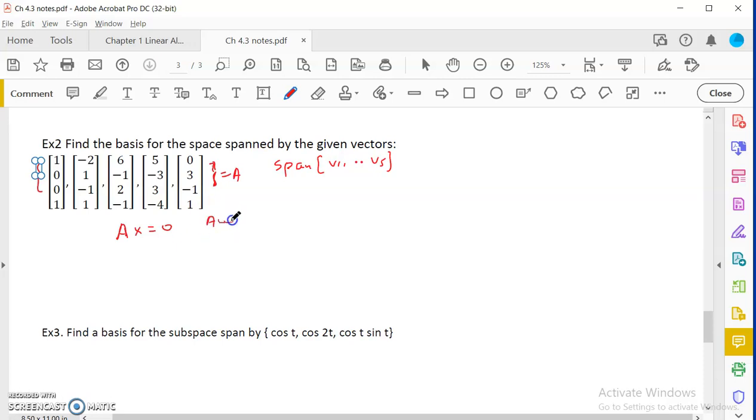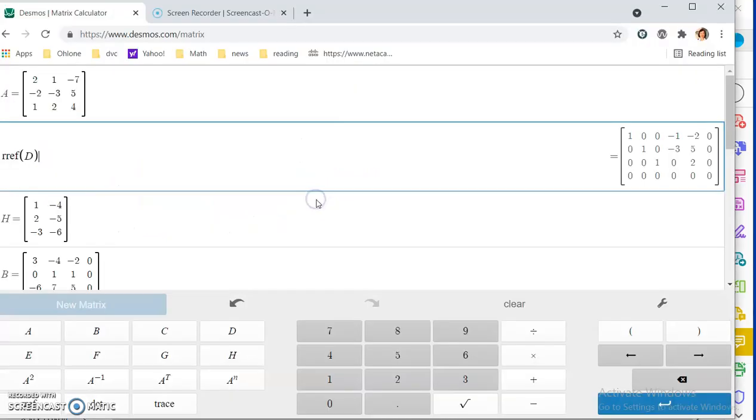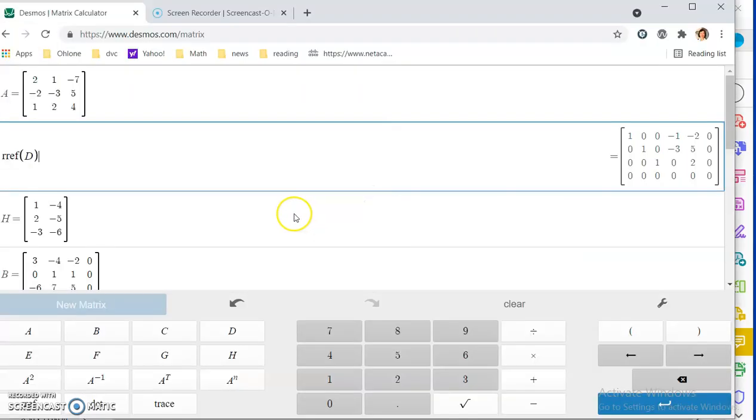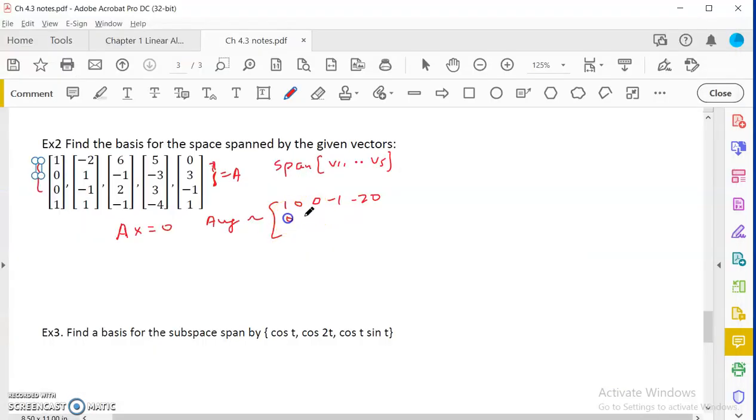The augmented matrix is row equivalent to 1 0 0, -1 -2 0, 0 1. So I don't think I can finish it. I'll continue in the next video.